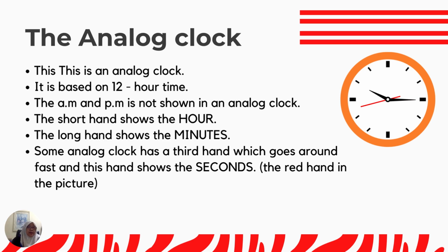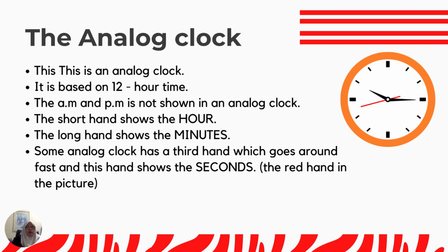So this is an example of an analog clock. It is based on 12-hour time. So it does have AM and PM, but it's not shown in any analog clock. So it's like we already know when it is AM and when it is PM. Okay, so AM it will be daylight and PM will be night time.